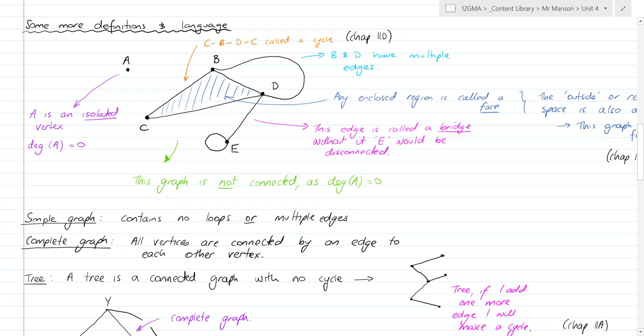And green, this graph is not a connected graph because A is isolated. So for it to be a connected graph, every single vertex has to be connected to the rest of the graph. In this case, A is isolated. If you remove that edge between D and E, then E would be isolated. Even though it's got an edge, it would be isolated.